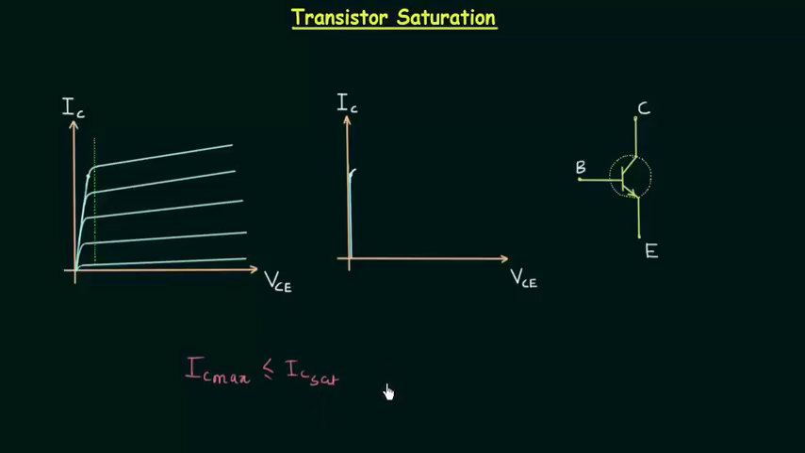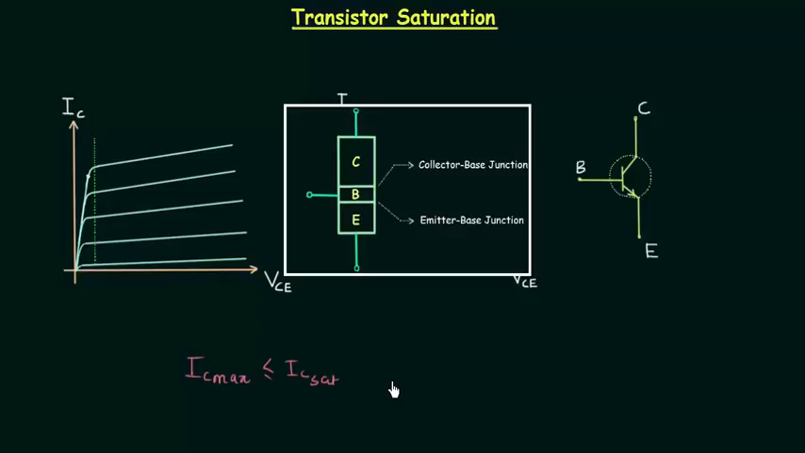We try to avoid the saturation conditions because in saturation region the collector base junction is forward biased and there is distortion in the amplified signal. We are trying to amplify the weak input signal using transistor, and for this purpose transistor must operate in the active region, and in active region the collector base junction is reverse biased and the emitter base junction is forward biased.